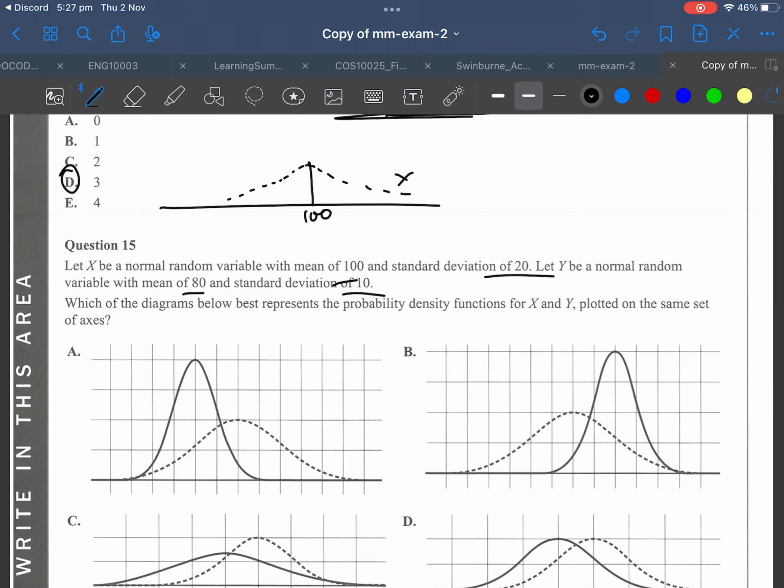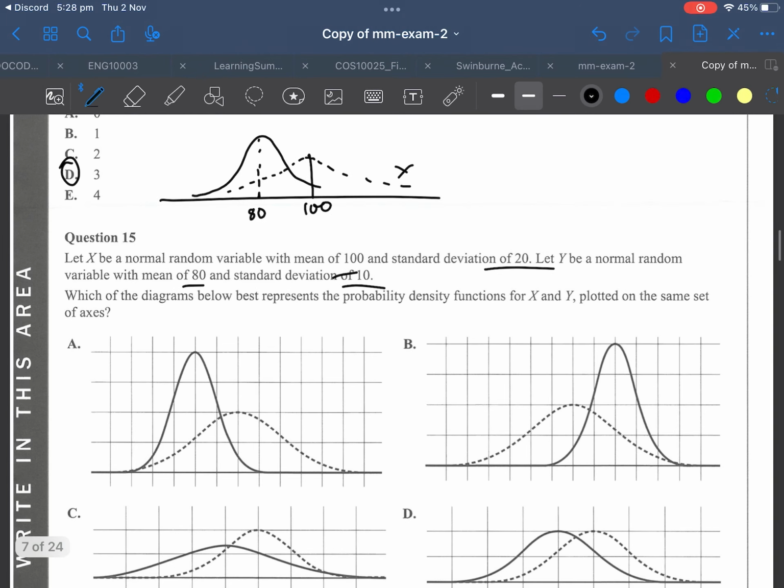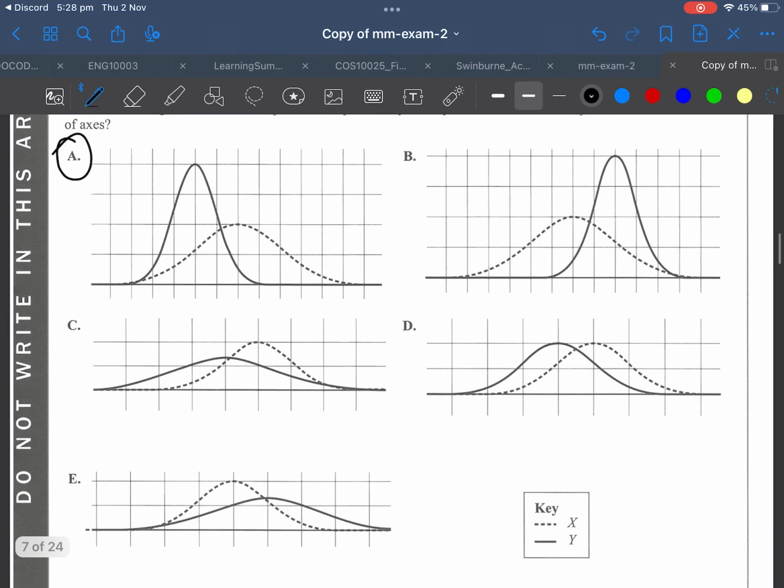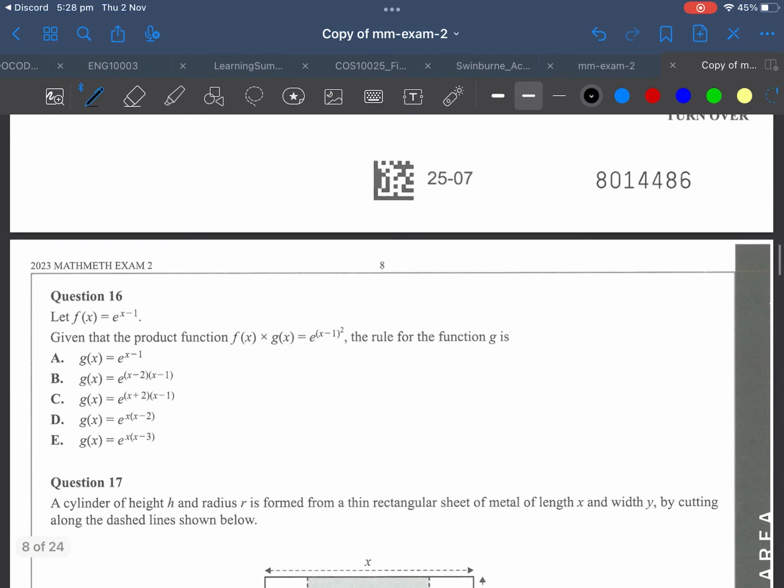And okay, standard deviation is bigger. Okay, now let's say Y. So mean of 80, let's say this is 80 over here. Now this graph is going to be a bit more steep because the standard deviation is less, so it is going to look something like this. So our best match over here looks like option A, so I'm gonna go with option A. Yep, it's option A. I couldn't see option E, but yeah.